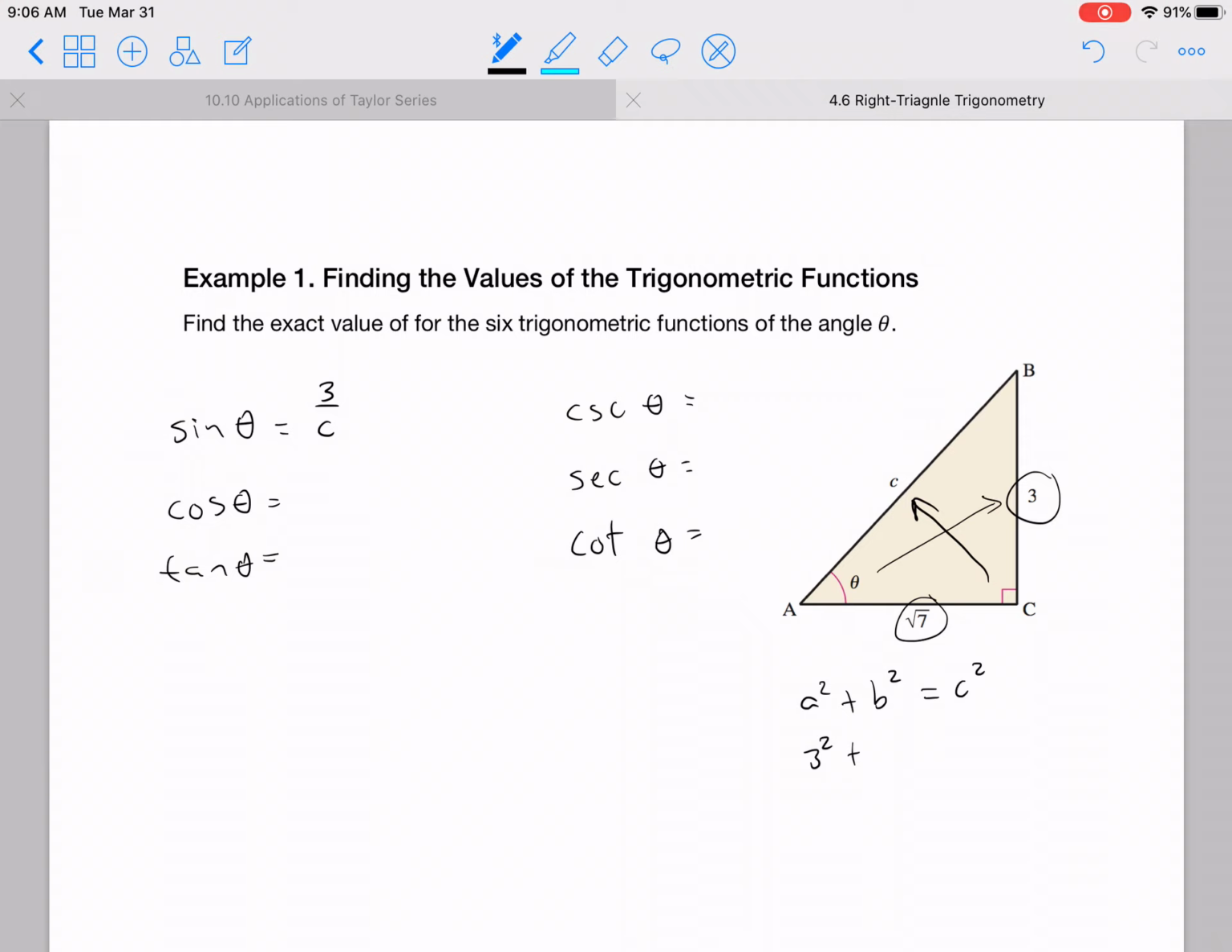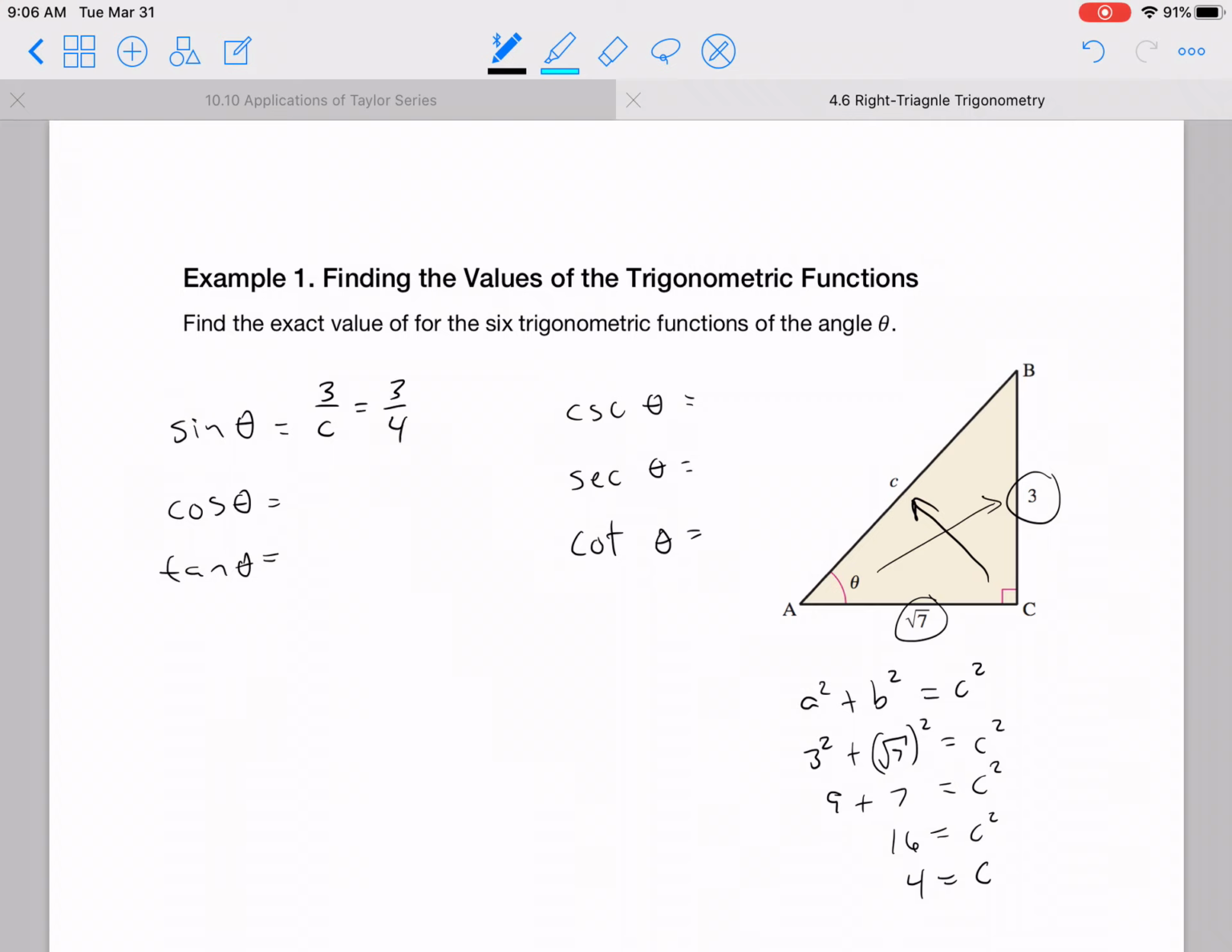So 3 squared plus square root of 7 squared equals c squared, which means this is 9 plus 7 equals c squared, which is 16 equals c squared, which means that c is going to be 4. And we don't have to worry about the plus or minus here because we're not going to have a negative length of a hypotenuse here. So this becomes 3 over 4.